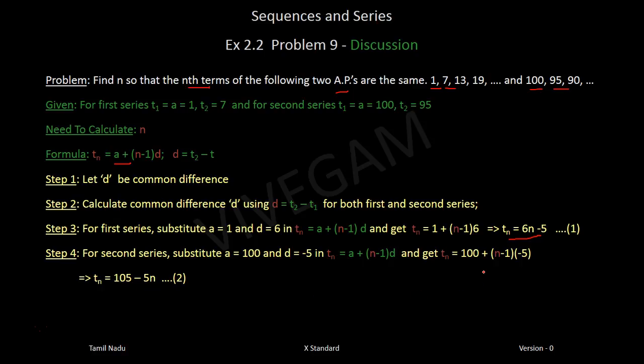You are getting 105: this is minus 5n, and the minus times minus 5 will become plus, so it will become 100 plus 5, that is 105, and minus 5n. So that's the second equation.